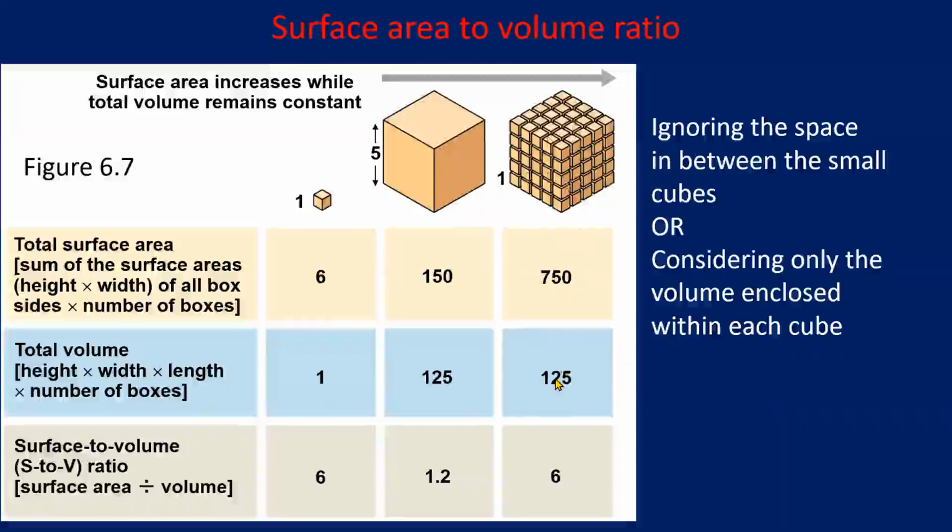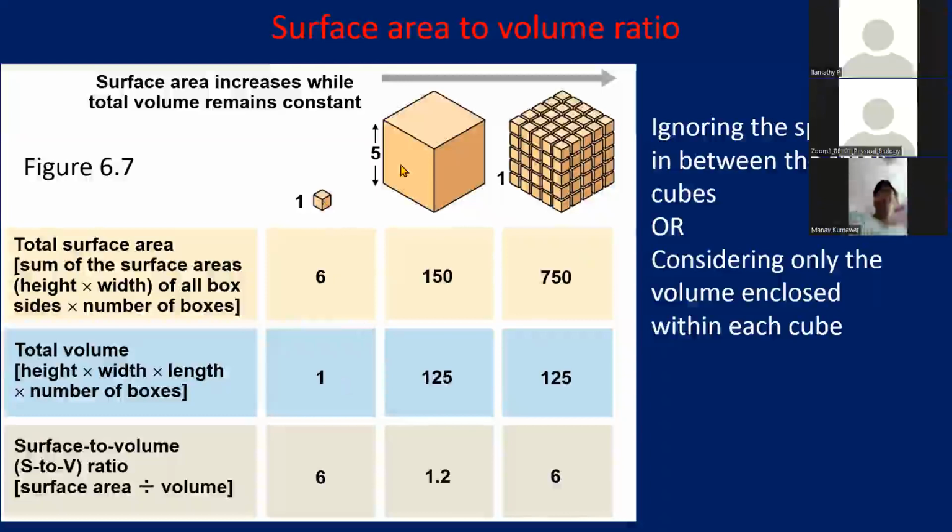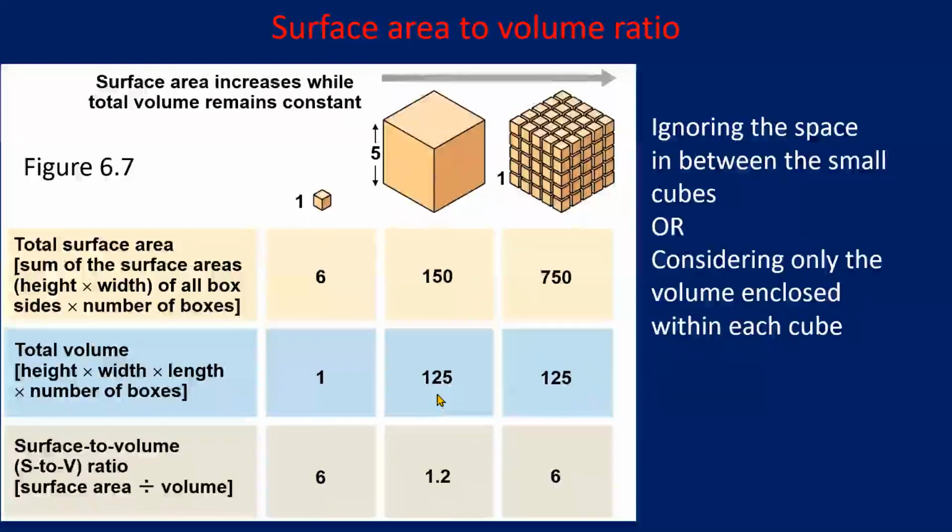And the corresponding volume can be seen. For the unit length, the volume would be 1 cubic unit. For the second one, it would be 125. And for the second and third, you can see the volume would be very similar. Then when we compare the surface area to volume ratio, for the first one it comes to 6, the second one is 1.2, and the third one is 6.